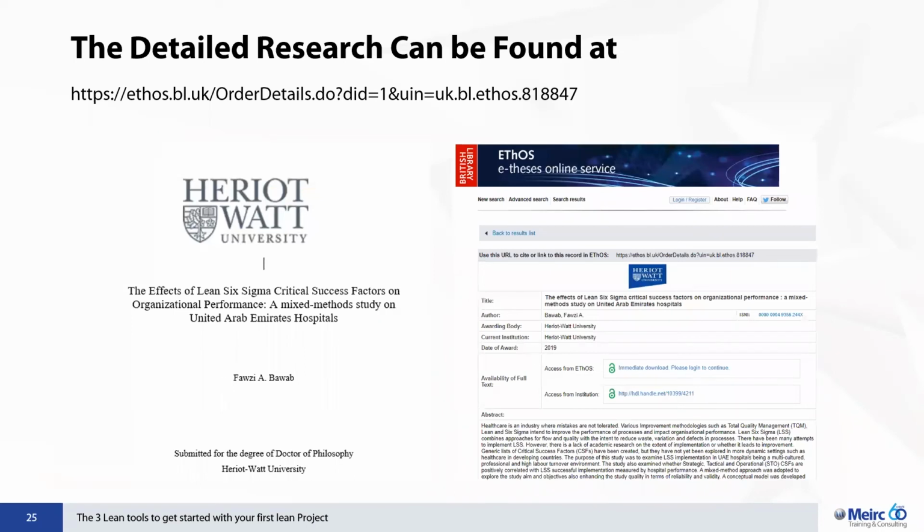I hope you are sort of more keen on learning about all these critical success factors, and maybe you'll be interested to go even and read my thesis, which is around 100,000 words. But again, you can read the summary in my thesis. It is a public domain, so you can go and look at the actual thesis, and you can go to Ethos, which is the thesis public platform for the British universities, and you can download it, and you can read the whole thing as well. And you can see here the effects of Lean Six Sigma critical success factors on organizational performance, a mixed method study on United Arab Emirates hospitals.